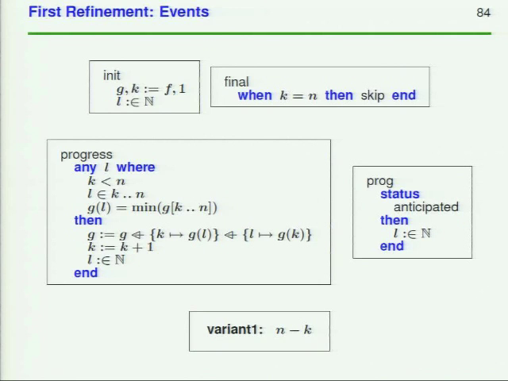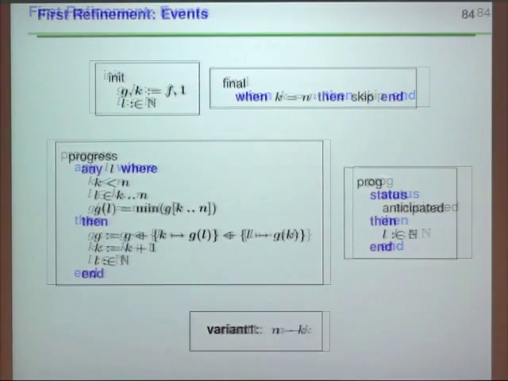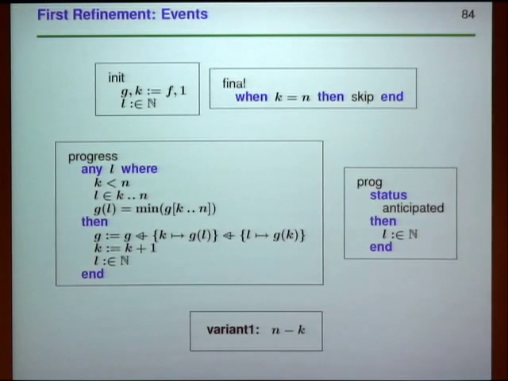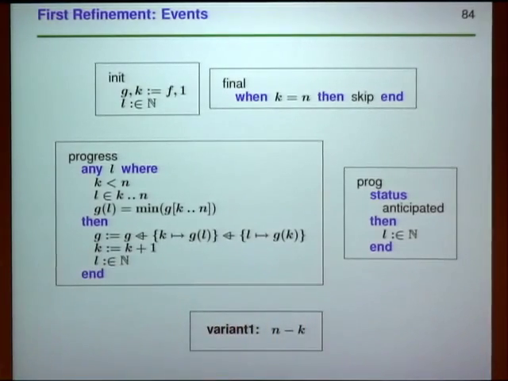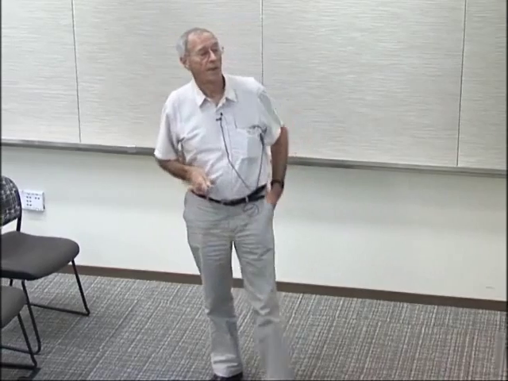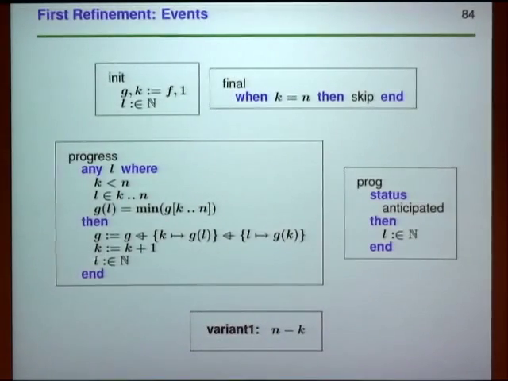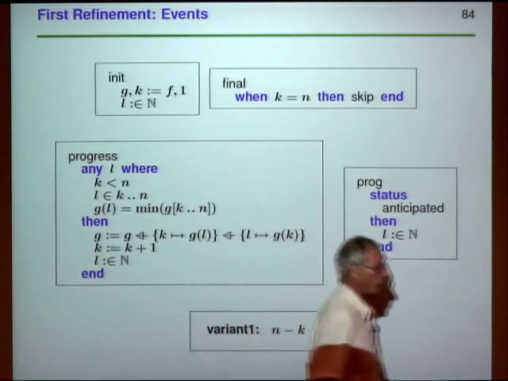So here is the new model. When k is equal to n, then we are done. And here this is the progress. We have a non-deterministic introduction of L such that g of L is a minimum of the remaining part. And here we have the exchange, okay, k+1. And here this anticipating variable is just any number. And we have prog, which is the second anticipated event, with L taking any value.